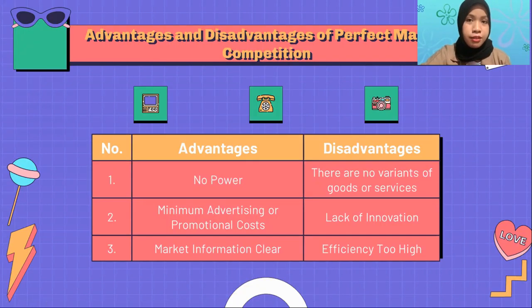Advantages and disadvantages of perfect market competition. The advantages are no market power, minimal advertising or promotional cost, and clear market information. The disadvantages are there are no variants of goods and services, lack of innovation, and efficiency is too high.